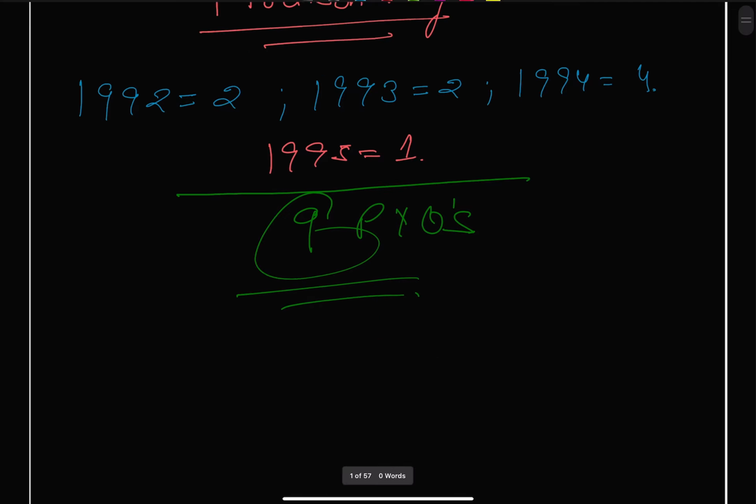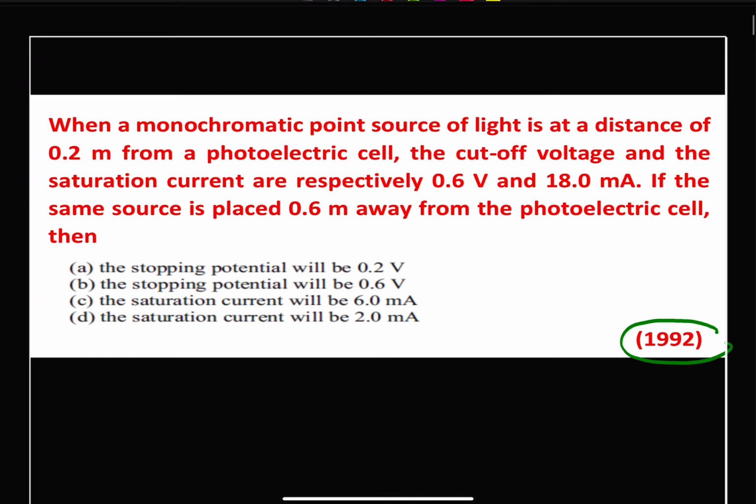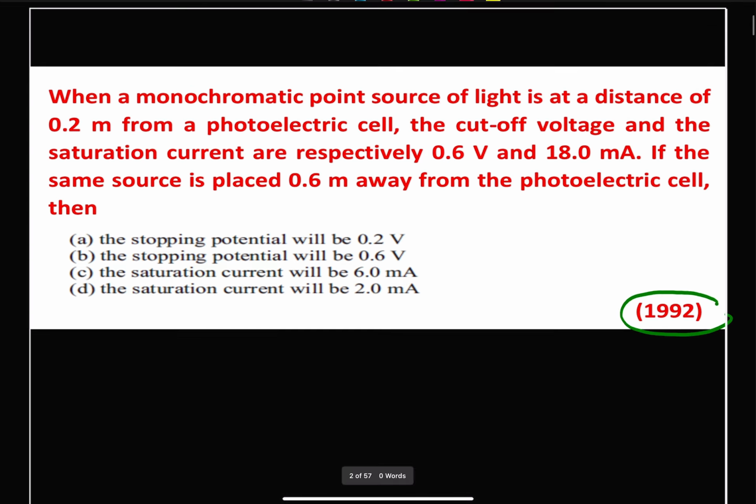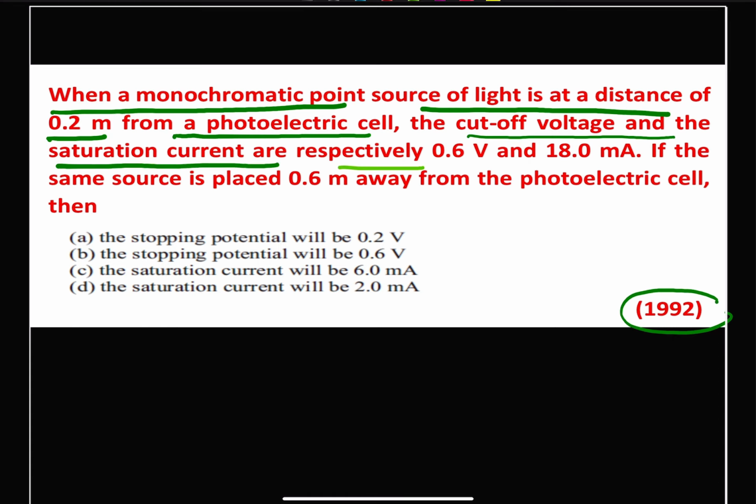So the first question was asked in the year 1992, and it states that when a monochromatic point source of light is at a distance of 0.2 meter from a photoelectric cell, the cutoff voltage and the saturation current are respectively 0.4 volt and 18 milliampere. If the same source is placed 0.6 meter away from the photoelectric cell, then we have to find out the stopping potential as well as the saturation current.